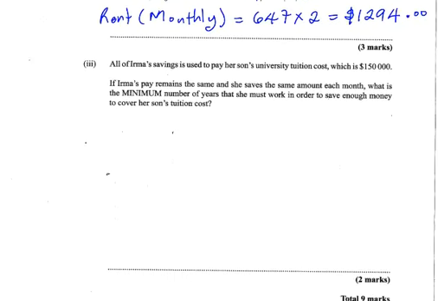Alright, the last part of question number 1 says, all of Irma's savings is used to pay her son's university tuition costs, which is $150,000. If Irma's pay remains the same and she saves the same amount each month, what is the minimum number of years that she must work in order to save enough money to cover her son's tuition costs?